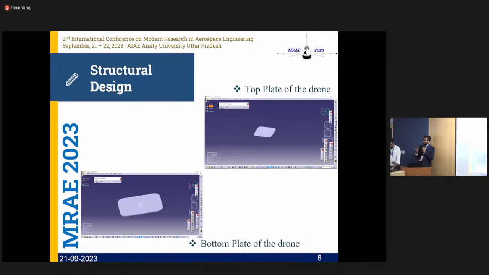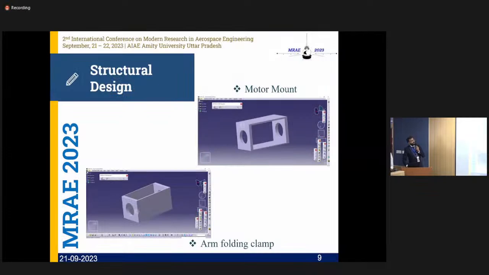And we do have a top plate. On top of the plate, we try to keep the battery so that our CG doesn't shift in the maximum way. And then we do have motor mount as well as the arm folding clamp. What we did for this arm folding clamp is that we will be able to take this drone. If you go for outdoor and indoor, your arms will be able to open and fold, in order to carry it very easily. So we designed our own arm folding clamp as well as motor mount.